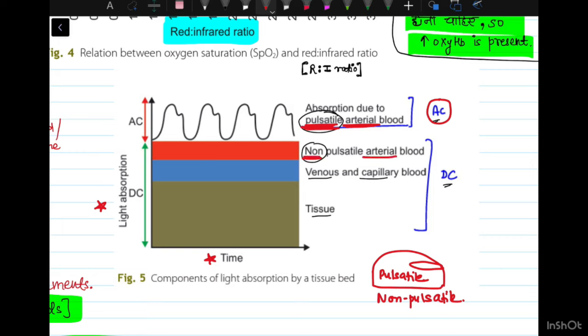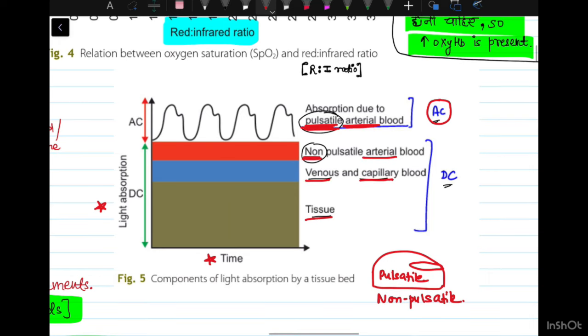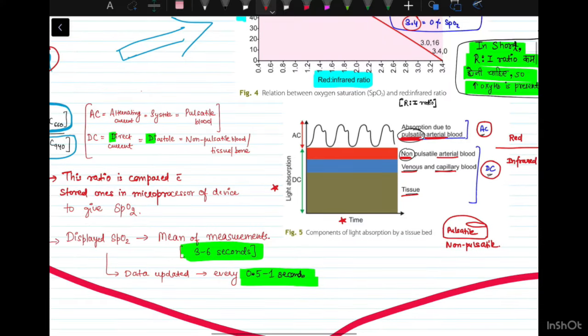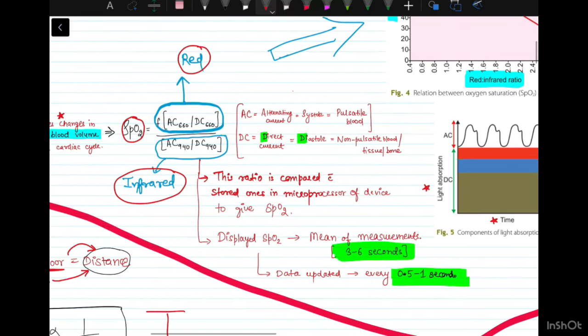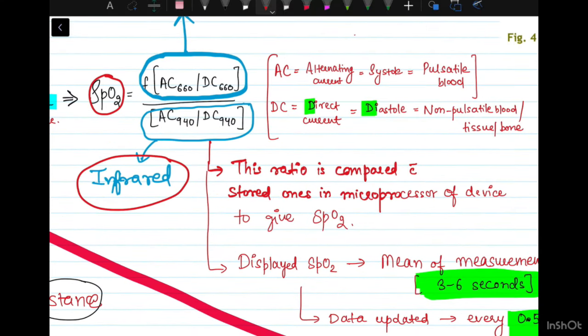And whatever is the non-pulsatile thing, non-pulsatile may be the arterial blood during the diastolic phase, the venous and the capillary blood, and the rest of the tissue, that will be the DC or the direct current. Now obviously this same component will be calculated for the red and then for the infrared. Now when red and infrared components of AC and DC are divided, this will tell you the SpO2.